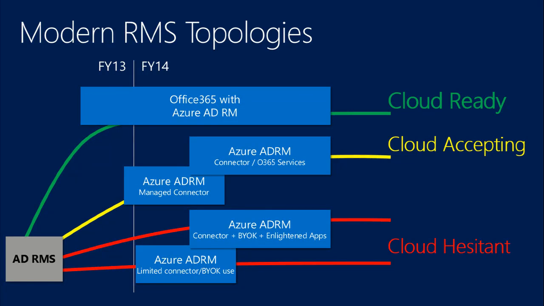Now, the second click-stop to that is once you have the connector and you're bringing in your own key, you're also going to have another new set of enlightened applications that you can use against the service, which will help you collaborate with other O365 users, and users outside of the service, to share protected content in a frictionless manner.